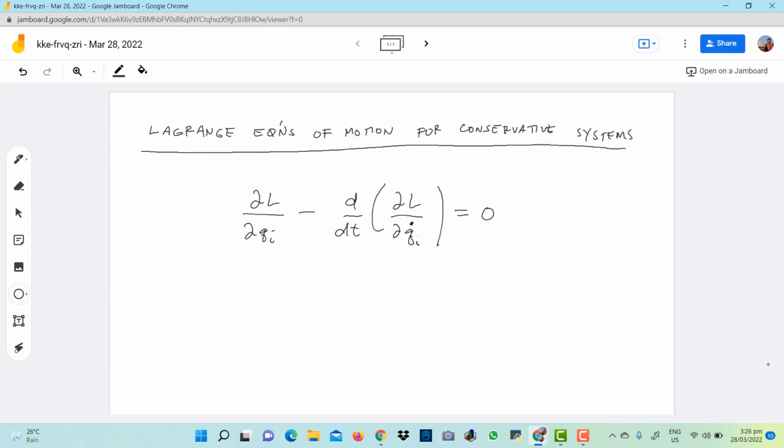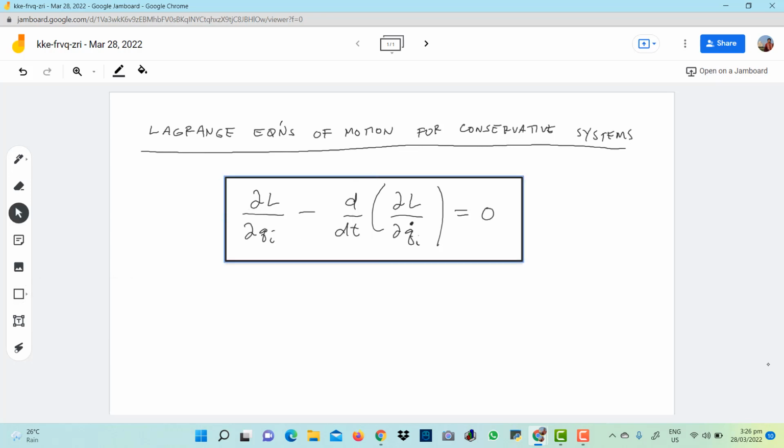So please take note of this. This is the Lagrange equation of motion where L is the Lagrangian. We know this one. L is the Lagrangian. Once you know the Lagrangian of the system, you can actually get the equation of motion using this Lagrange equation of motion. So the partial L with respect to Q i's, so what are these Q i's?